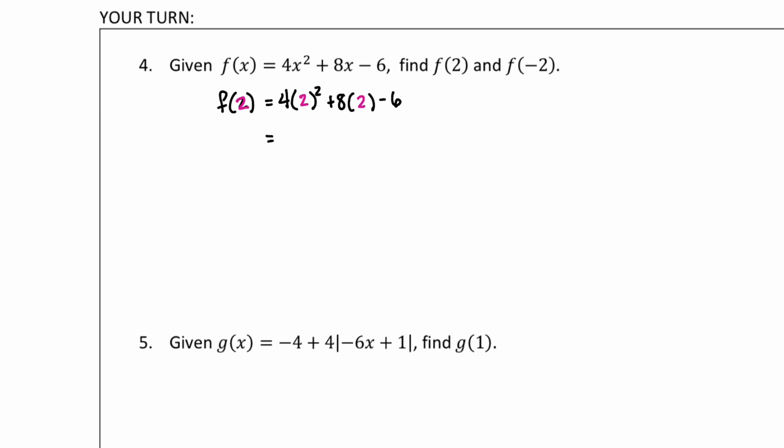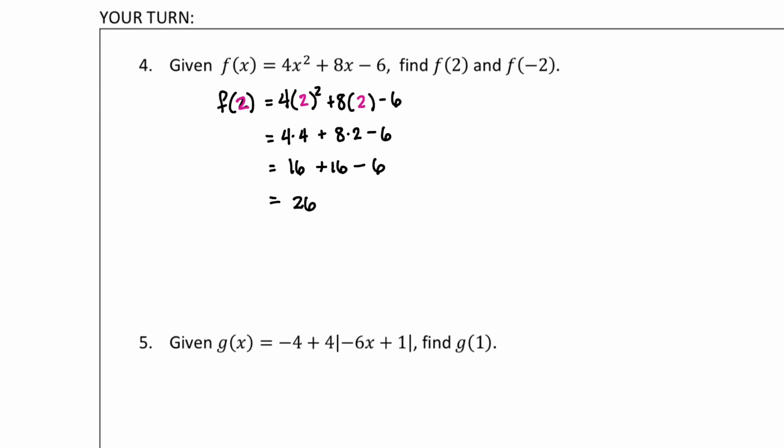Okay, so 4 times 2 squared is 16, plus, and I'm going to change this to a dot because I did that over here. So now 16 plus 16 minus 6. You do multiply before add and subtract, right? And now add and subtract from left to right. We get 32 minus 6 is 26.